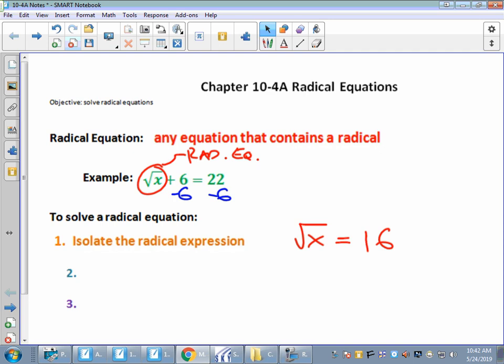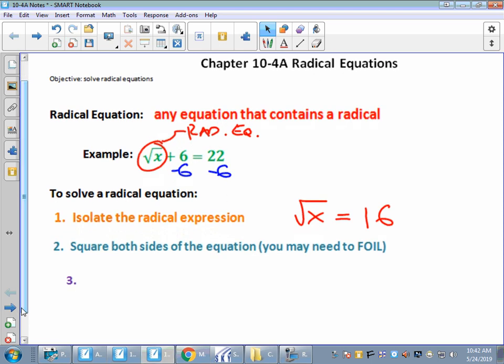Okay? The next step is to square both sides of the equation, and you might need to use FOIL here. We'll talk about that in future examples. But in this case, remember when we worked with quadratics, to get rid of the square root, we would square both sides. So we would just simply square this and square this here.